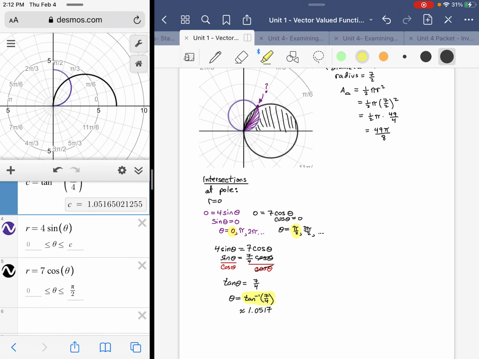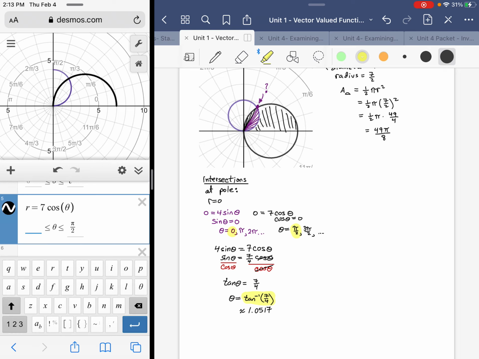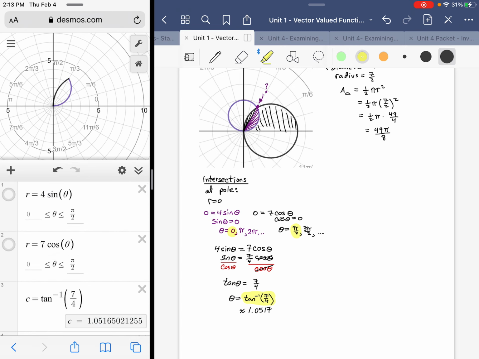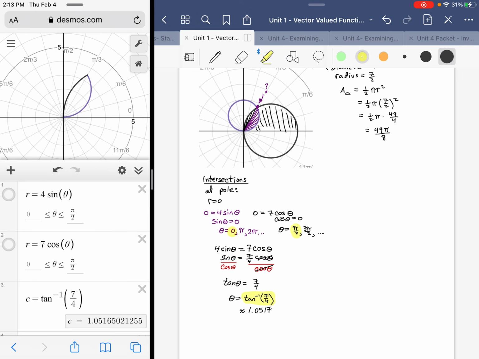Then for the other one, we know that it gets back to the pole once it hits pi over 2. I want it to start at c. All right, so this is the big moment. I'm going to turn these graphs off and see if I got what I needed. And it looks like I do. And I got that little leaf.